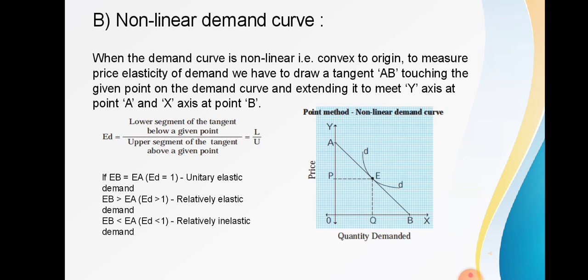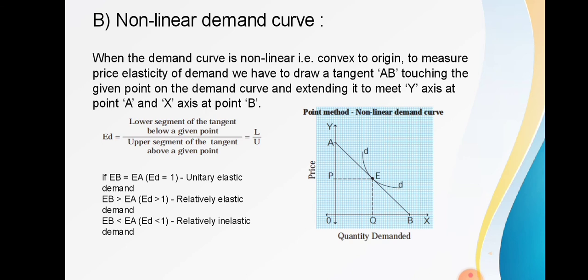To measure the price elasticity of demand, we have drawn the tangent. Here AB is the tangent. This tangent is touching the convex demand curve at the point D. So AB is the tangent line drawn extending to meet the y-axis at point A and the x-axis at point B. So point A is touching the y-axis and B is touching the x-axis.